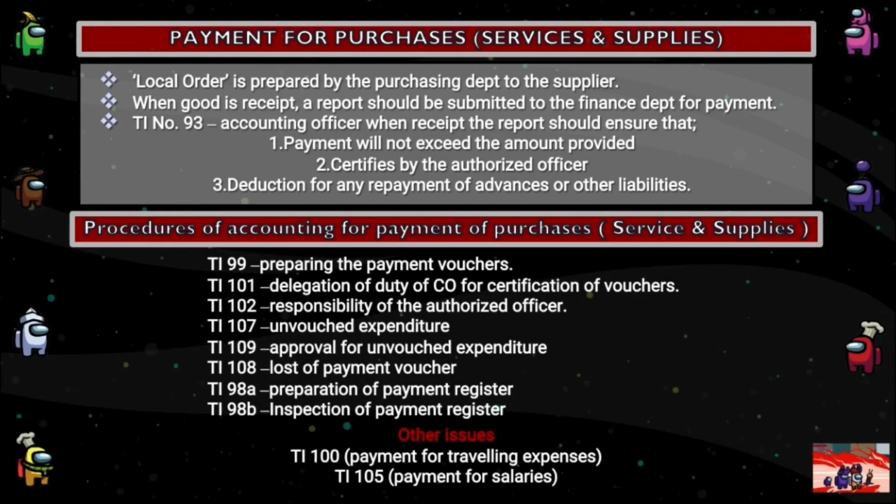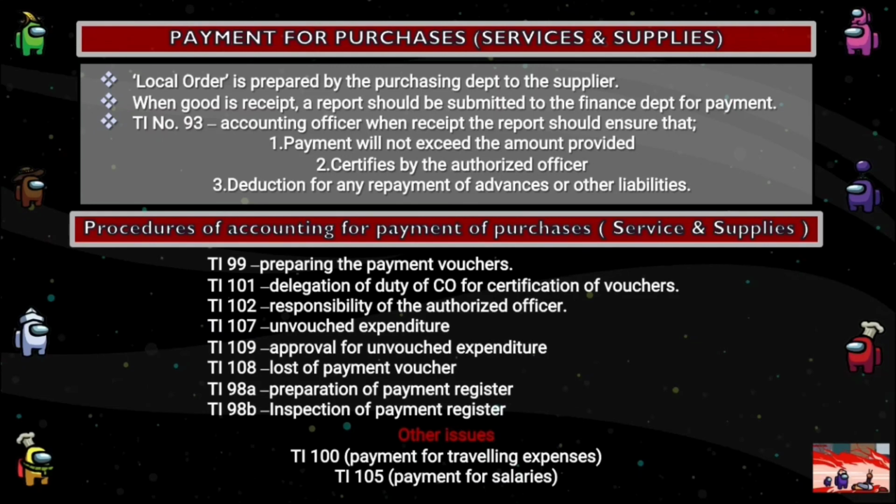Payment for purchases, service and supplies. The procedure for payment begins when the authorized officer from the purchasing department prepares a local order to the suppliers. On receipt of goods, the document of delivery order and invoice or report will then be submitted to the finance department for payment. Treasury Instruction 93 states the conditions that the respective accounting officer needs to give focus upon which receipt or report is received from the purchasing department.